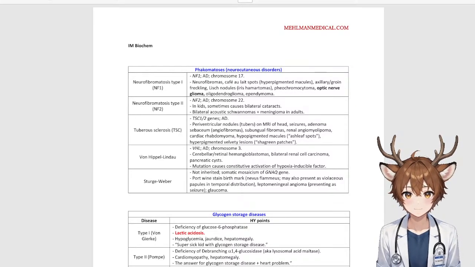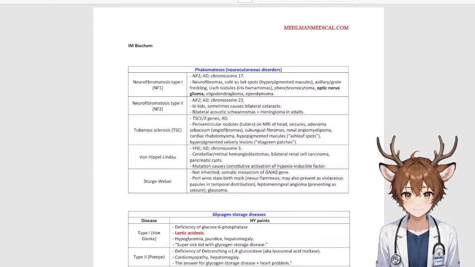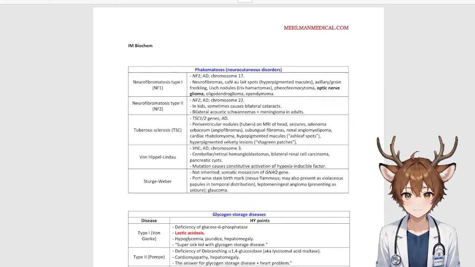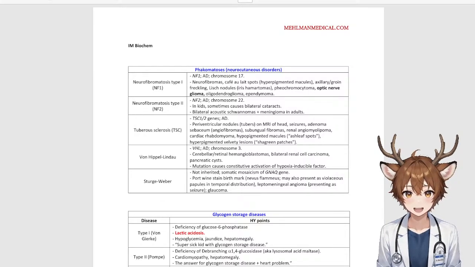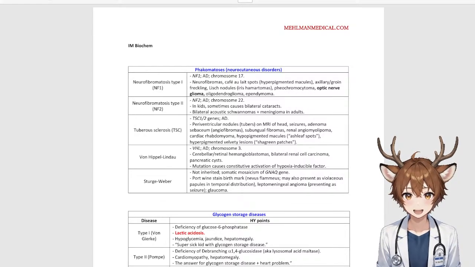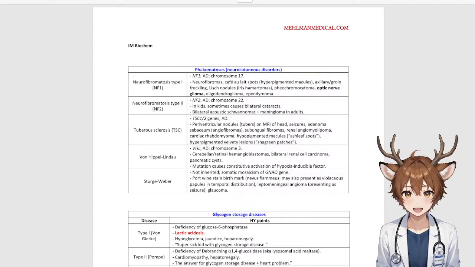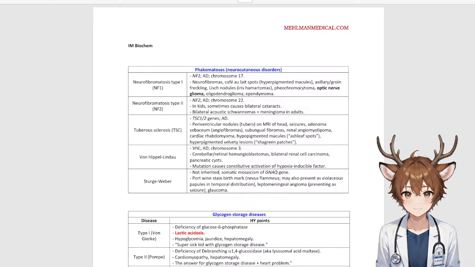So regardless, let's go back to biochemistry and begin the chapter. Phakomatoses, neurocutaneous disorders. Neurofibromatosis type 1, NF1. NF1, autosomal dominant, chromosome 17. Neurofibromas, cafe au lait spots, hyperpigmented macules, axillary/groin freckling, Lisch nodules, iris hamartomas, pheochromocytoma, optic nerve glioma, oligodendroglioma, ependymoma.